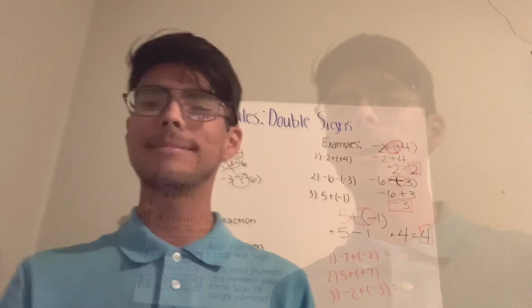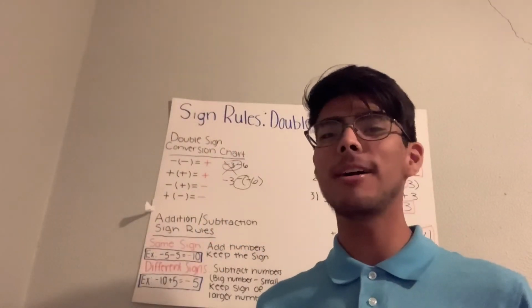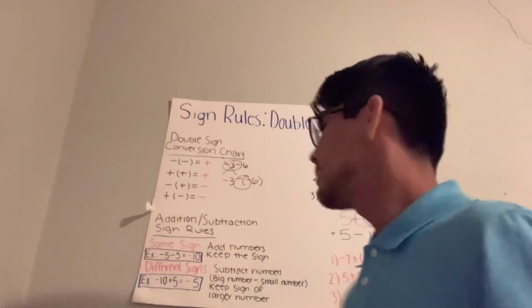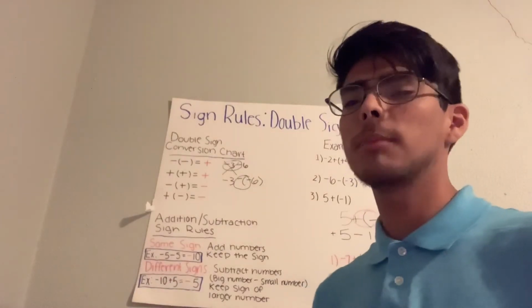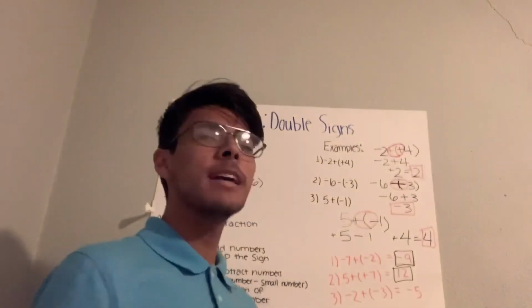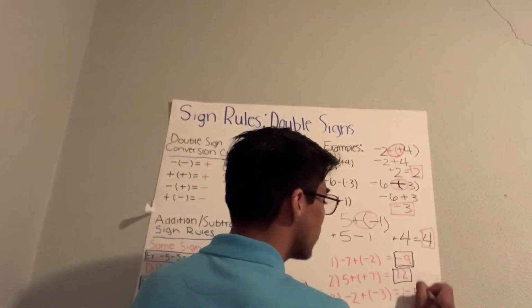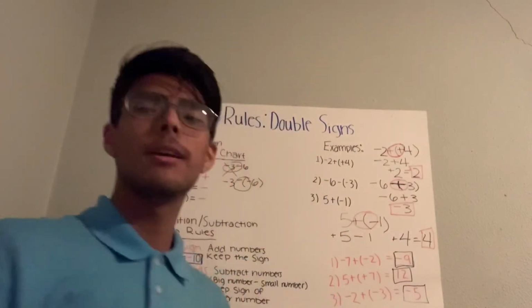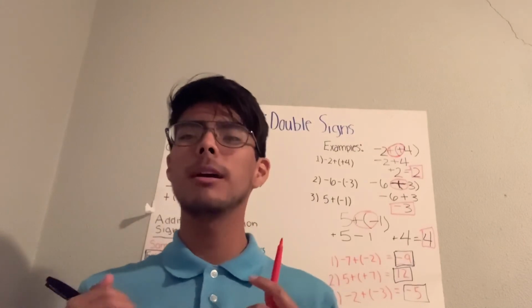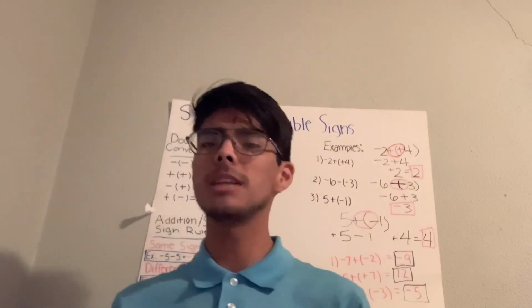Okay, students, so now the time is up. Now we're going to go ahead and go over the problems. And the last one is going to be negative 5. Okay, students, so today we learned about double signs.